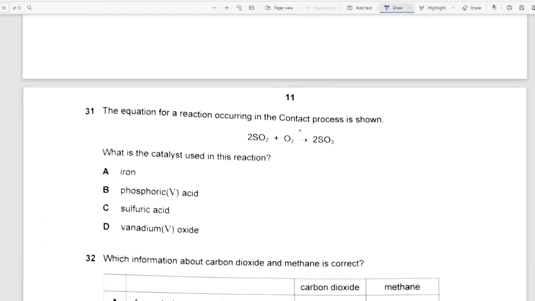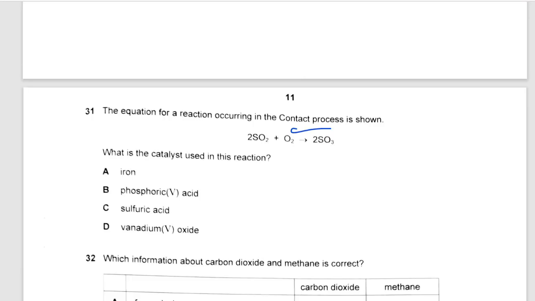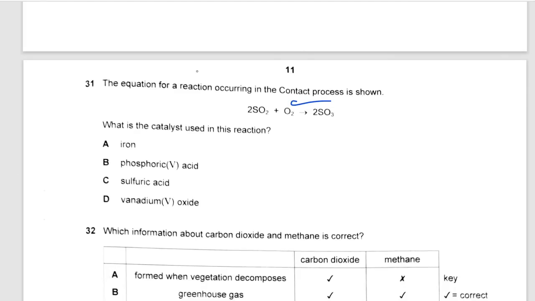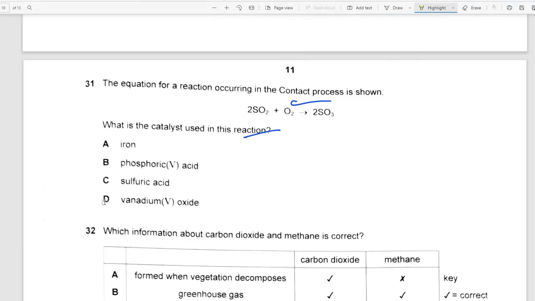This is the contact process. I was talking about this just some time ago. So what about the contact process? What is the catalyst used in the contact process? It is vanadium oxide. We know this, vanadium oxide. Iron is used for the Haber process. Phosphoric acid, this one is not needed.